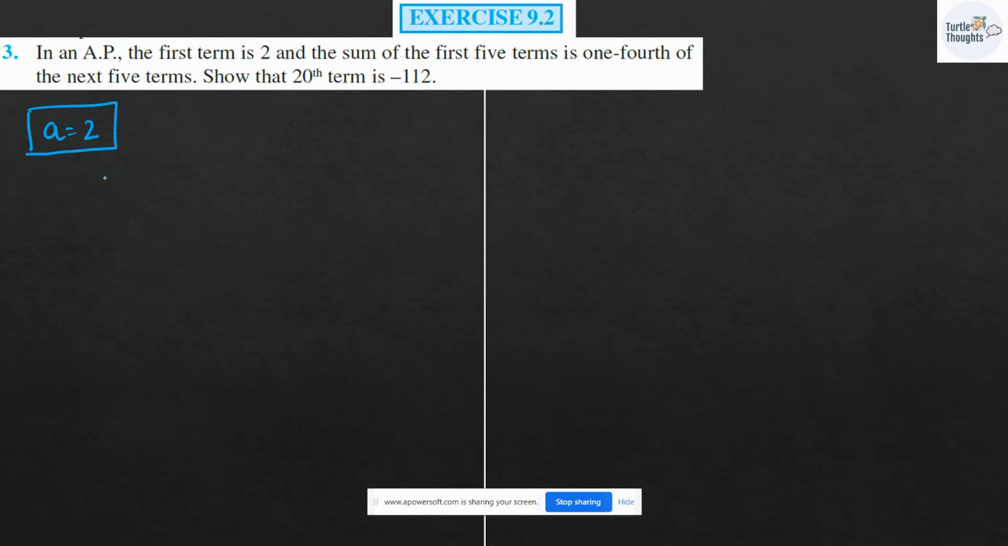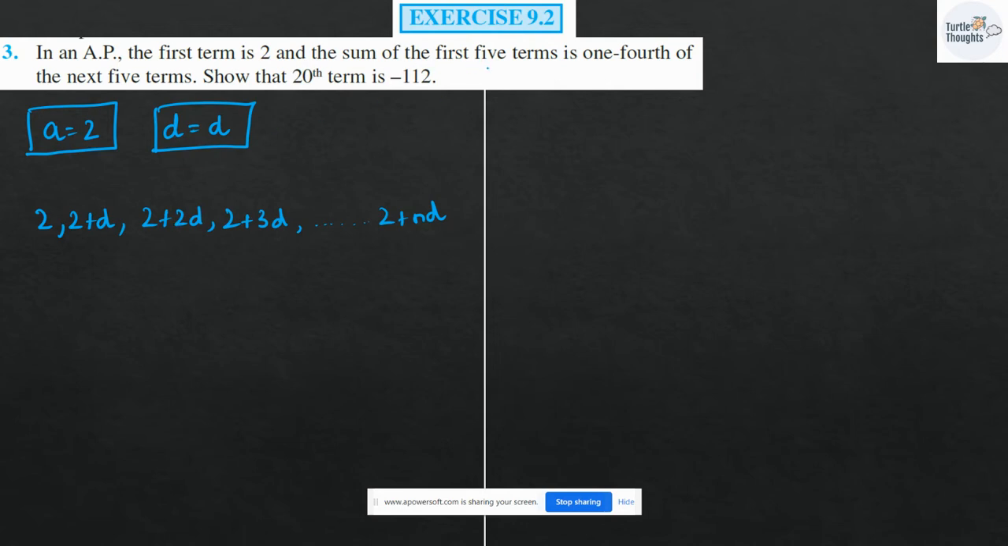Next, the common difference of the AP. What is the common difference of the AP? We don't know. So let us take d as d only. So how will be my AP? Can I write my AP like this? It will be 2, 2 plus d, 2 plus 2d, 2 plus 3d, dot dot dot, 2 plus nd. This is going to be my AP.